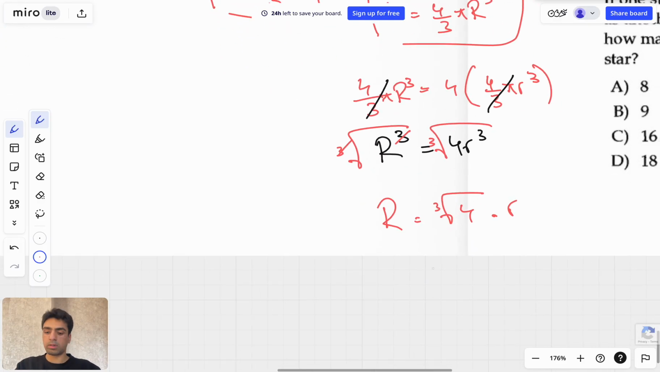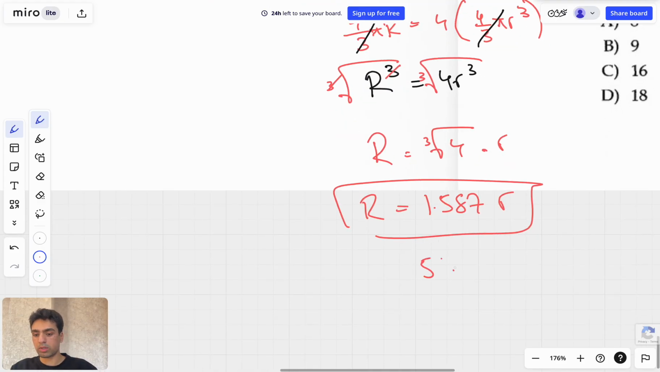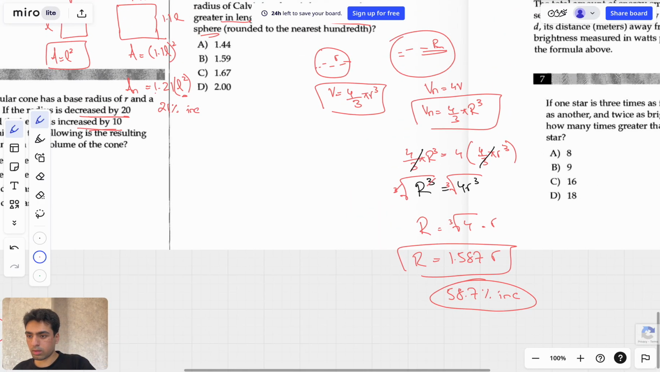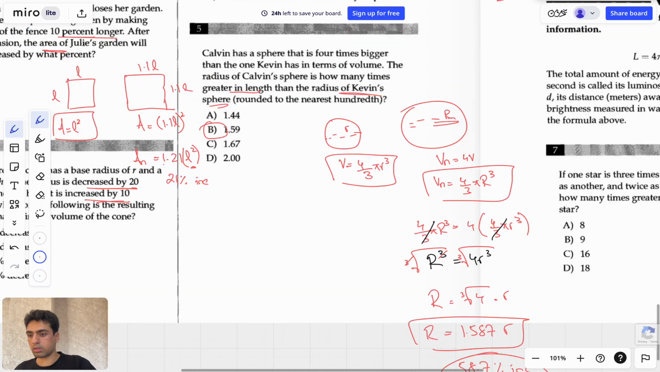Now, if you find the cube root of 4, that is going to be 1.587. R is equal to 1.587 r, which means it is around a 58.7% increase over the original, right? So the new radius is around 58.7% greater than the original. So 58.7, which means it's around 59. So it will be B.